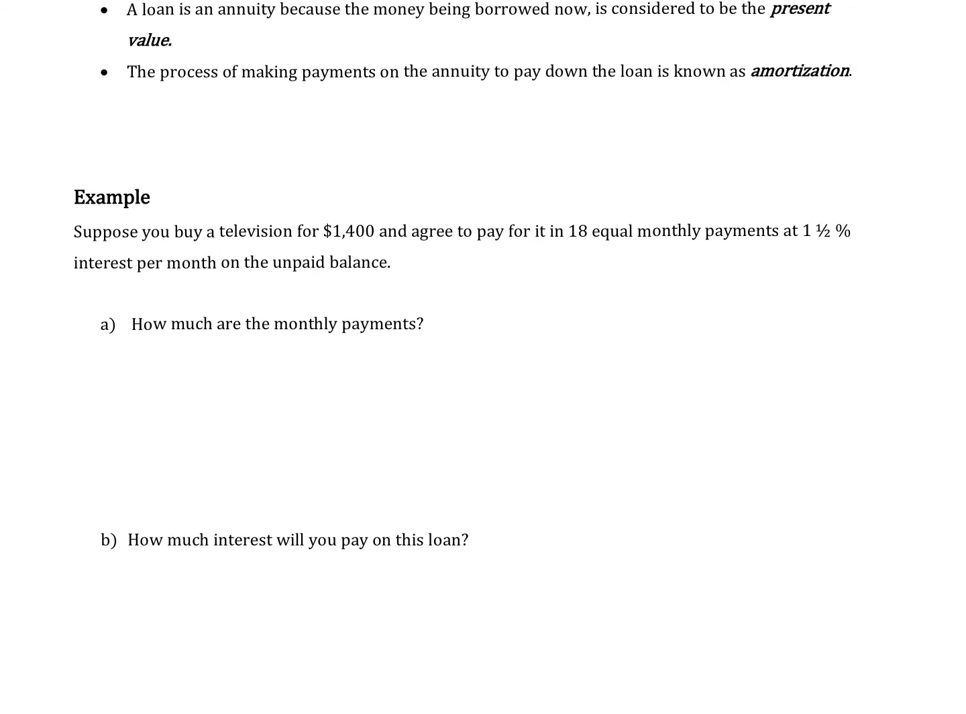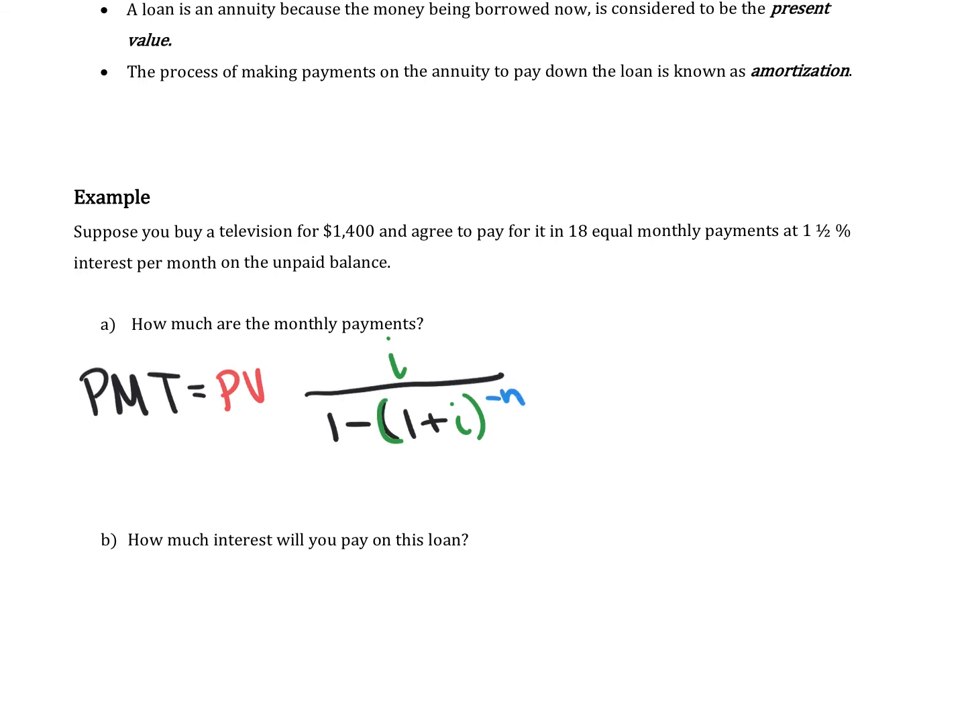So it says, suppose you buy a television for $1,400 and agree to pay it for 18 equal monthly payments at 1.5% interest rate per month on the unpaid balance. How much are going to be your monthly payments? So remember the payment formula for present value. Payment is equal to the present value of your money times I over 1 minus 1 plus I raised to the negative n.